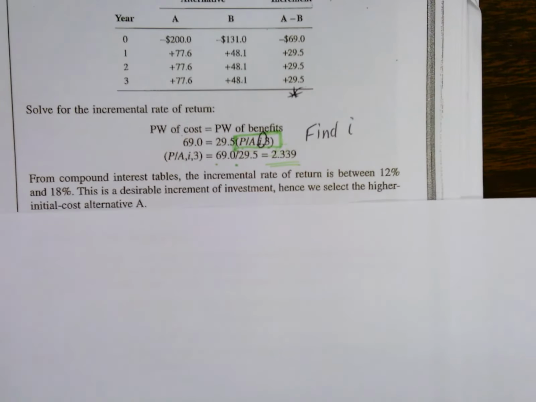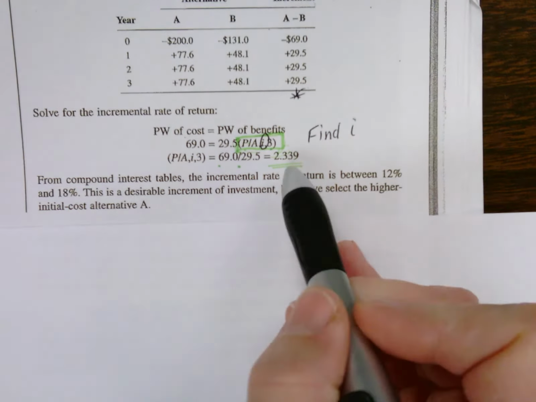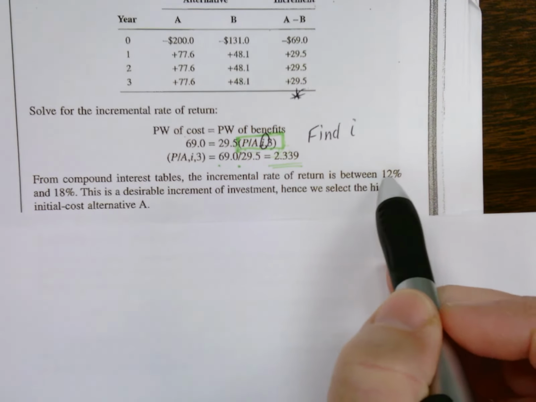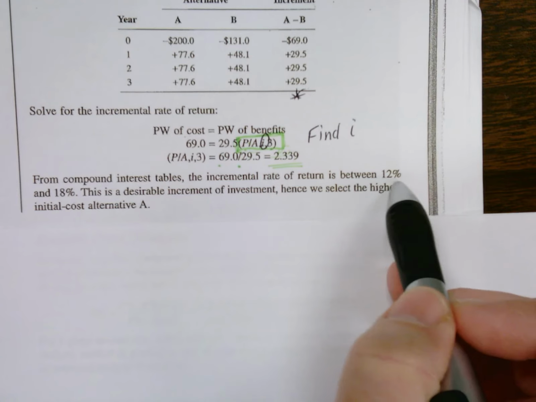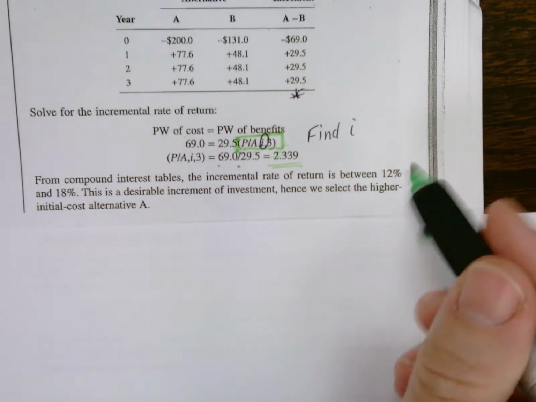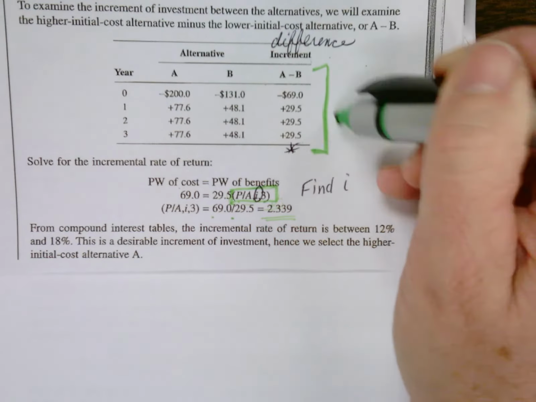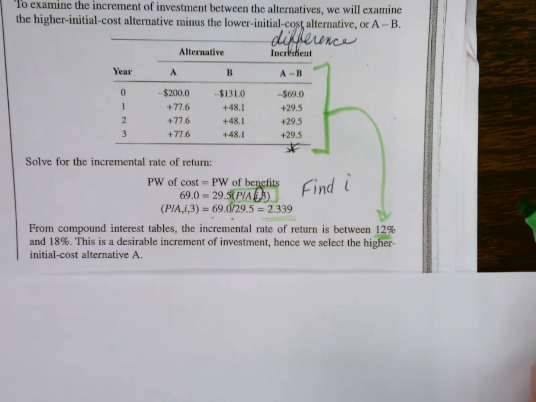We could interpolate, but usually the problems that are on the FE exam are going to give you a calculated amount here that's pretty close to something that they also give you in the interest rate table to find. It's very close to 12%. That would be the rate of return on this set of cash flows. Gives a 12% rate of return.